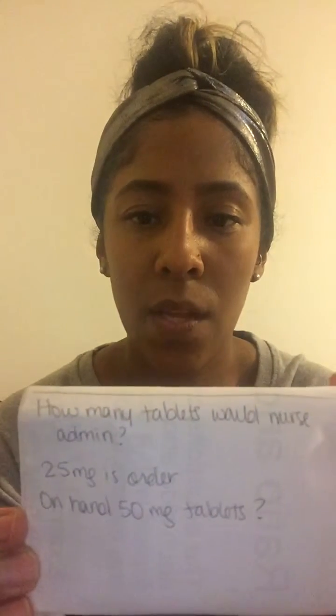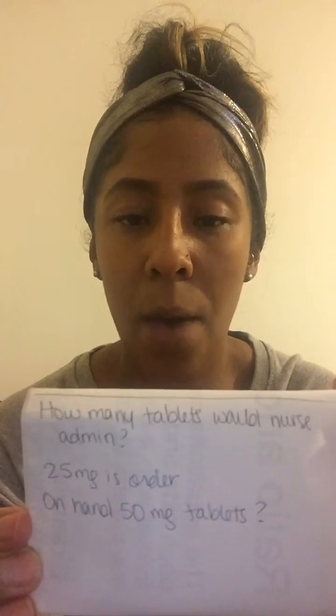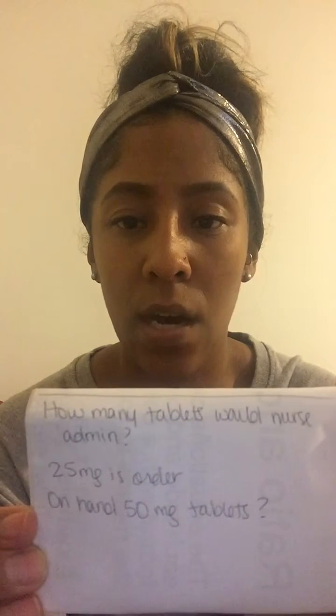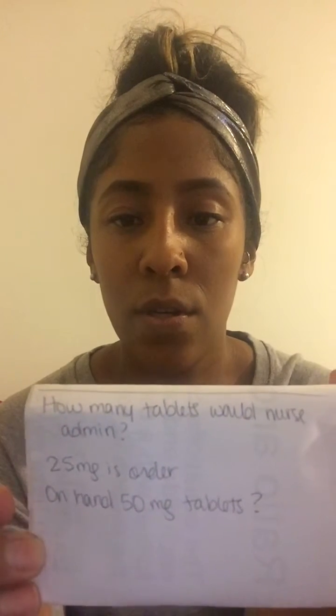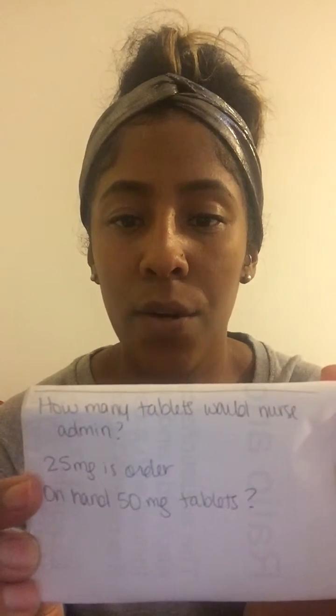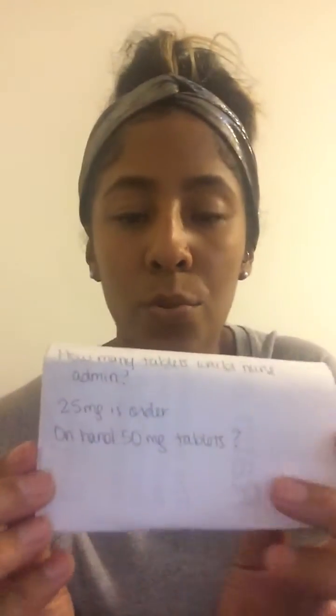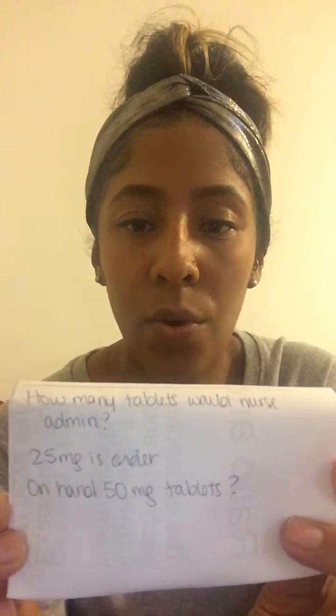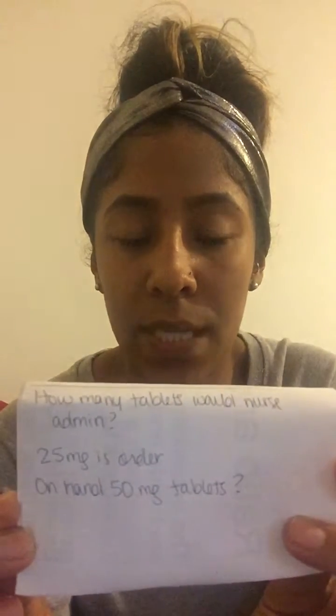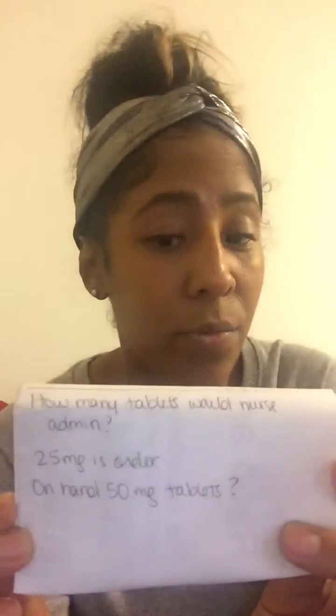And the last one that we have, all right, so this one you want to know how many tablets would the nurse administer. So you have 25 milligrams. I'm sorry, I had to read this. 25 milligrams is ordered. On hand, you have 50 milligram tablets. So how do we set this up?